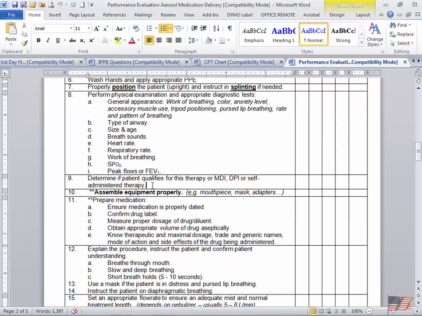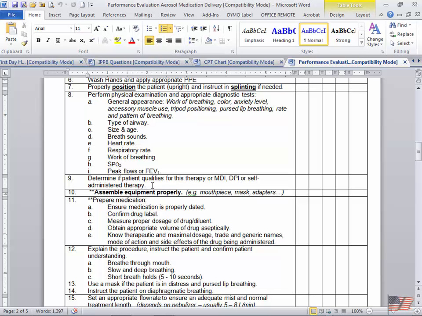You should know at what point this patient could be doing some other kind of therapy as opposed to having a small volume nebulizer. What would qualify them or disqualify them from an MDI or DPI? Well, maybe they're comatose. Well, they can't do an MDI or a DPI.